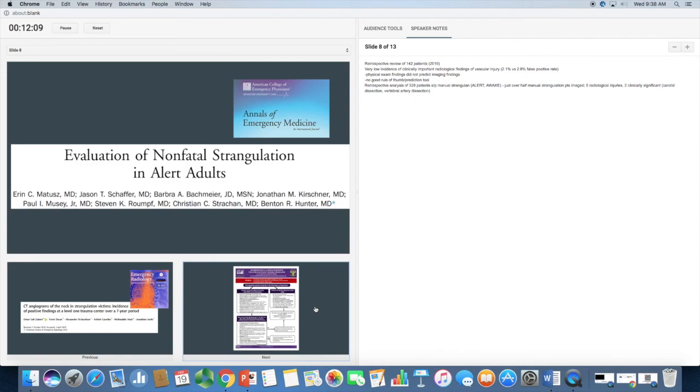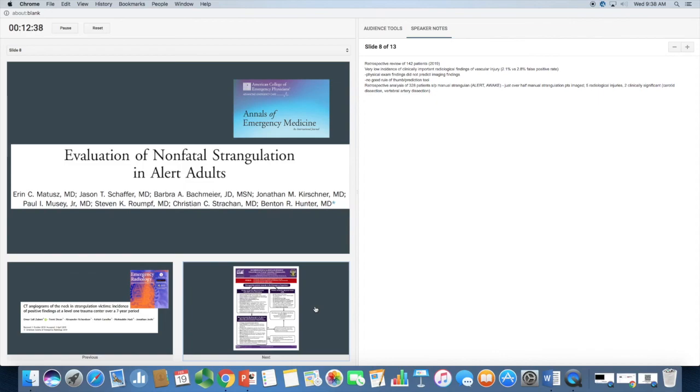These patients came into the emergency department awake, alert, and just over half of them received imaging in the emergency department. Of those patients, only 5 had radiographic injury. And of those 5 injuries, only 2 were really clinically significant. One was a carotid dissection and one was a vertebral artery dissection. Both were observed and discharged on aspirin. So again, really, really low likelihood of finding something.